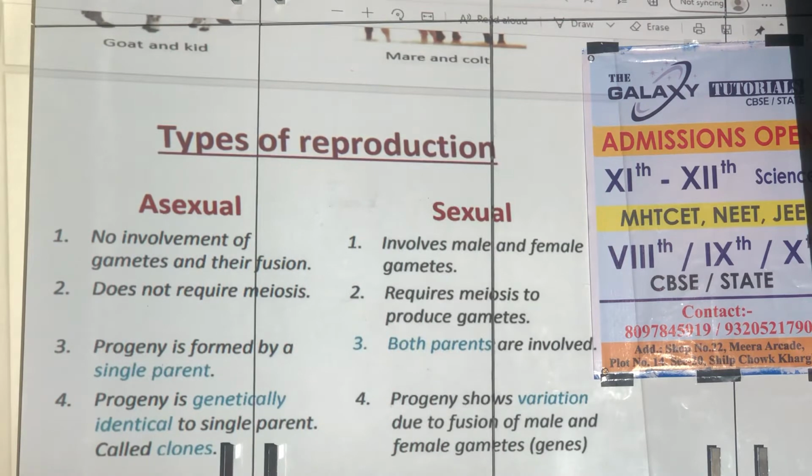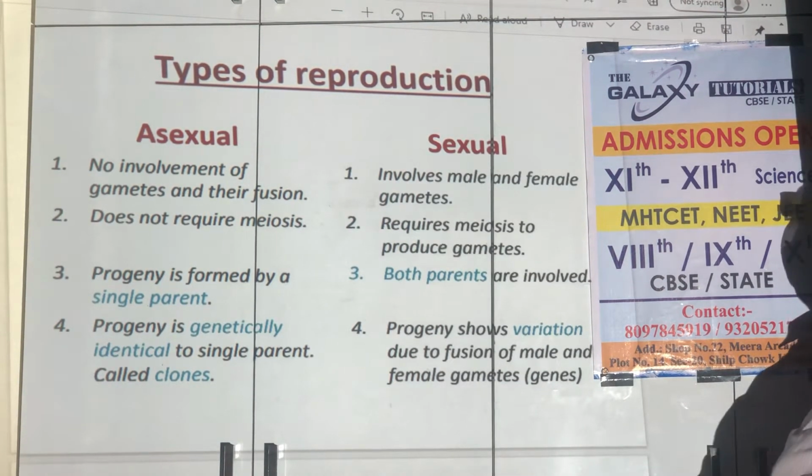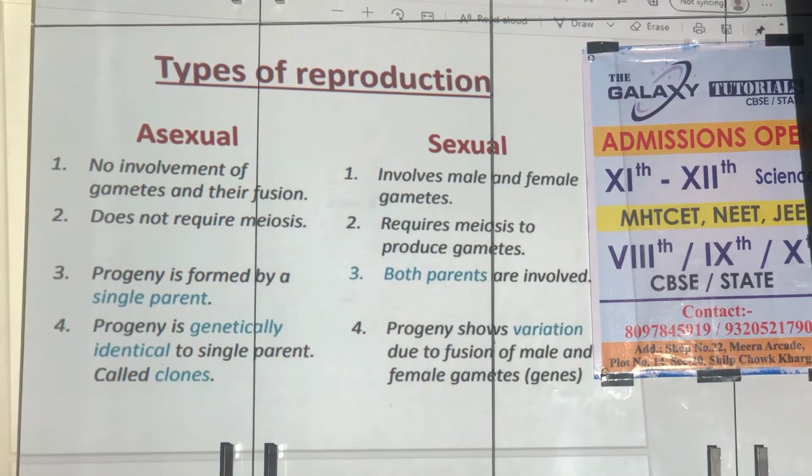From lower classes, which we need here, is types of reproduction. Distinguish between asexual and sexual. First, the role of gametes, involved or not involved. Second, the role of meiosis, required or not required. Third, number of parents required, two different parents or one parent. Fourth, what about genetics? Are the offspring different or the same? Four points, and blue means required to be written.